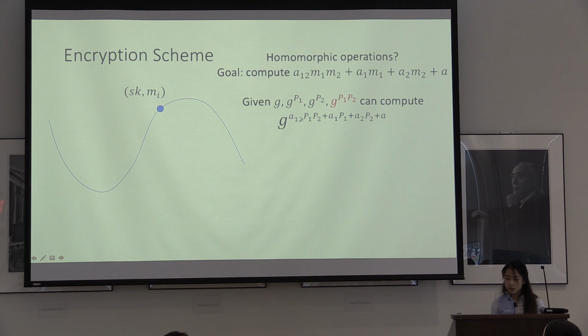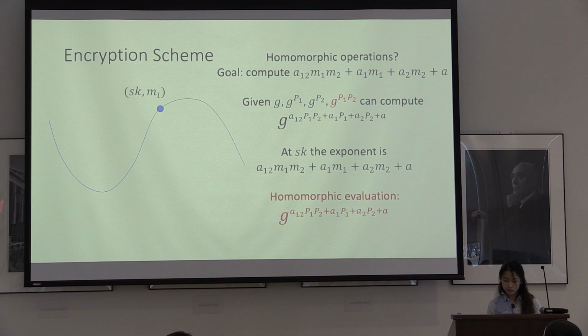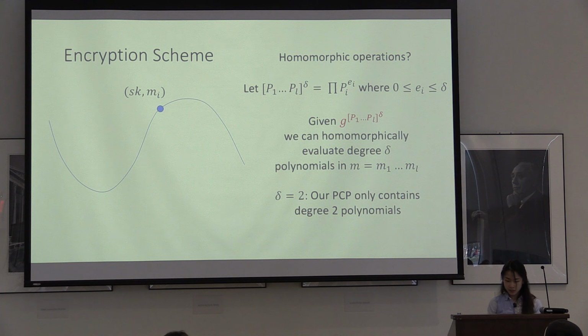And this could be the evaluated ciphertext, right? And note that at the secret key, the exponent would be exactly the multilinear polynomial we're trying to compute. So our homomorphic evaluation will be the encoding of this polynomial that you can get just by using linear operations. So this seems to work, and indeed it does, even in general.